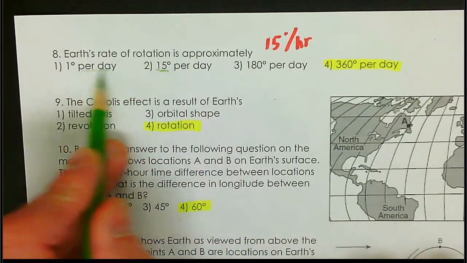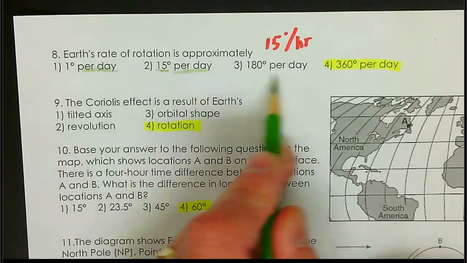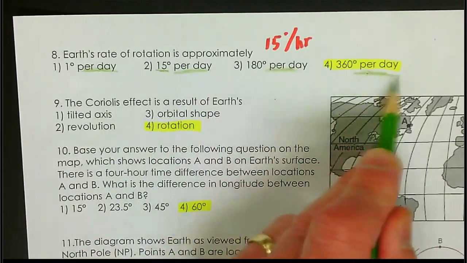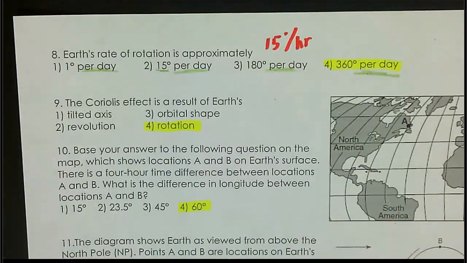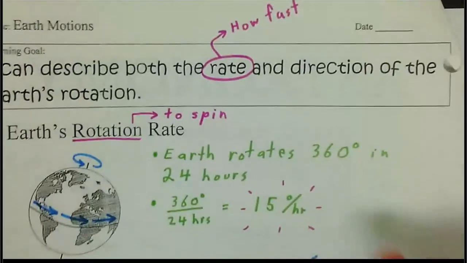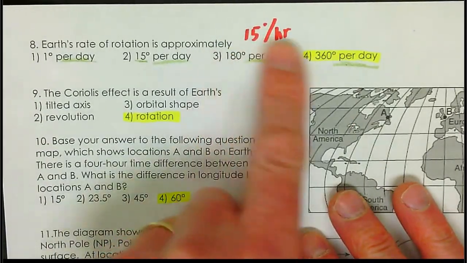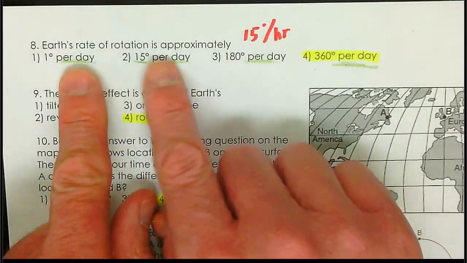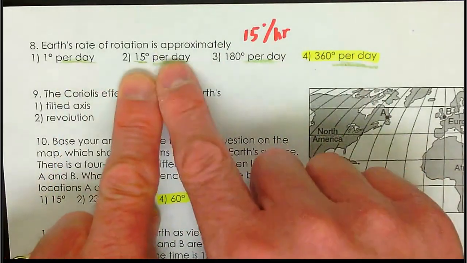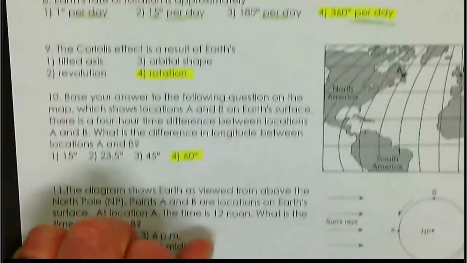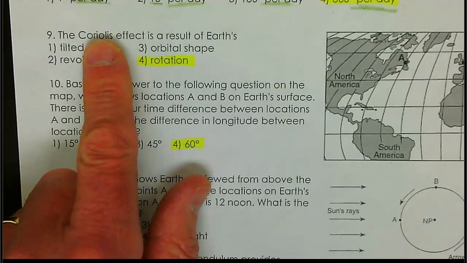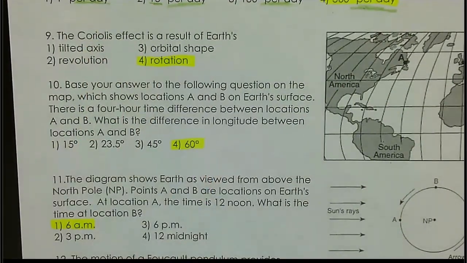Notice all of these choices give us per day. How many degrees does the Earth rotate per day? Well, per day, it's rotating 360 degrees per day or per 24 hours. So the correct answer is 4. Yeah, usually people get that messed up. If these said per hour, then the correct answer would be 2. Number 9. Again, as soon as we see Coriolis effect, rotation.